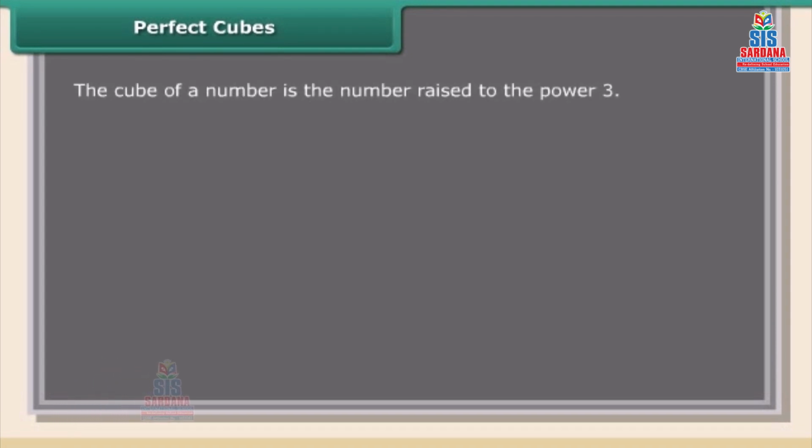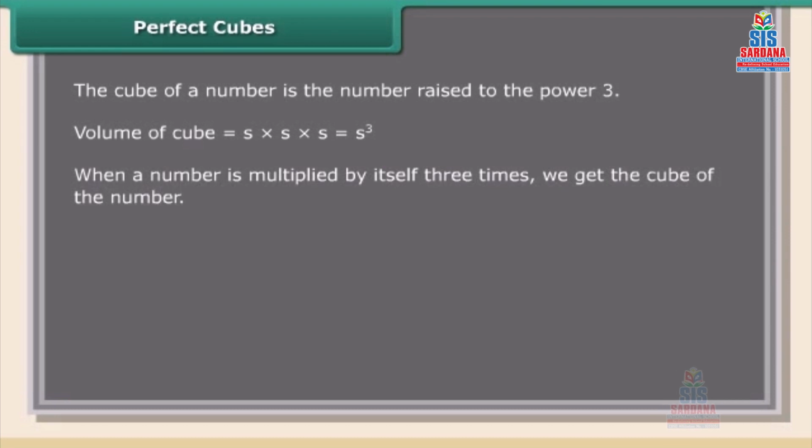Perfect cubes. The cube of a number is the number raised to the power 3. Volume of cube is equal to s into s into s, which is equal to s cube. When a number is multiplied by itself 3 times, we get the cube of the number.